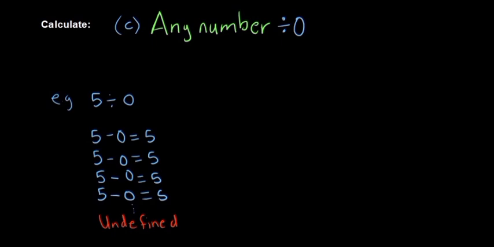So that means any number divided by a 0 is undefined. So even when we say what is 100 divided by a 0, the answer is undefined.